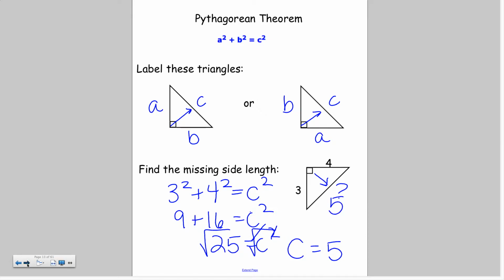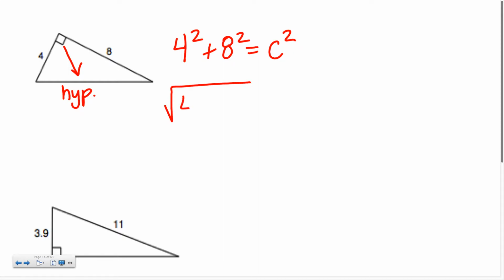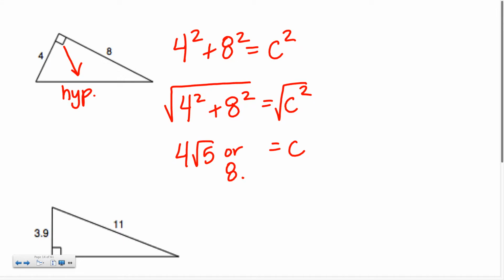Alright, top of page 7. So for this first one, here's our right angle. So we're trying to find our hypotenuse. So 4 squared. Now my advice would be, you know you're going to end up having to take the square root of it anyway when you're trying to find the hypotenuse. So go ahead in your calculator and put this in there. That's going to go ahead and do it all in one step for you. And you get 4 root 5 or 8.9.